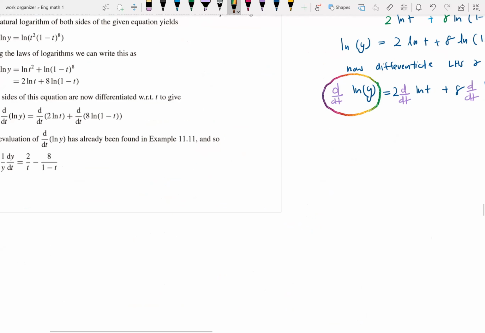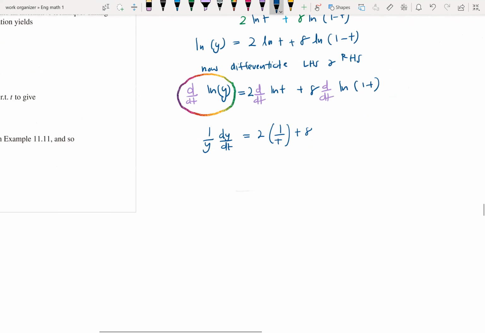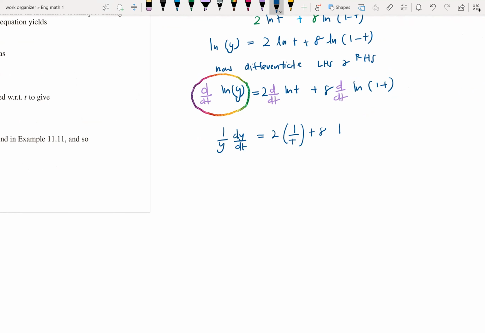So the answer for d over dt of ln y is 1 over y dy dt. So it is equal to 1 over y dy dt equal to, so this is 2, and then on t it will become 1 over t, then plus 8, so it will become 1.